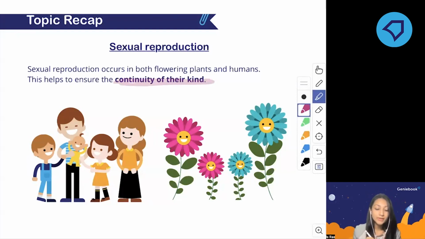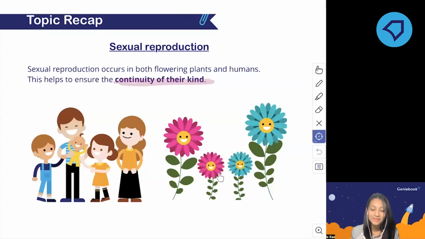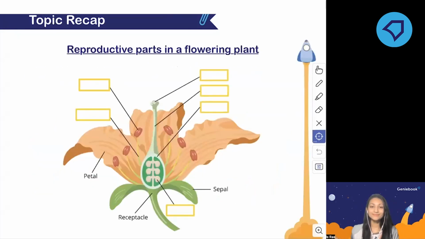For humans, we want to ensure that the human population continues to exist. And for plants, they also want to continue their species. So it depends on what organism you're talking about. Is it the plants or the humans?